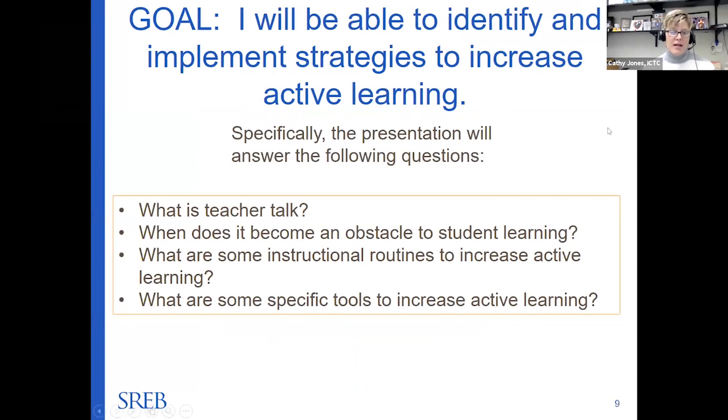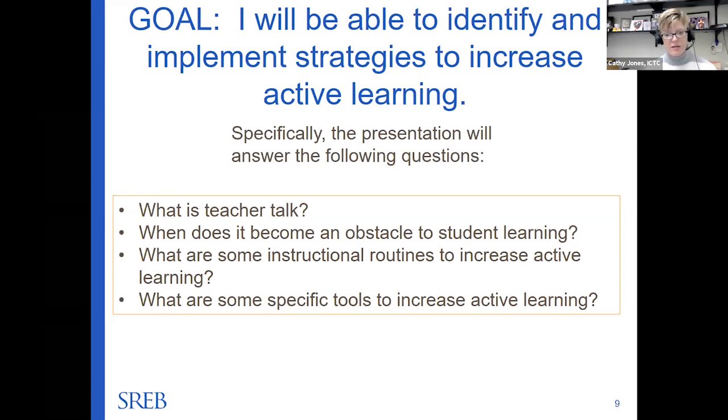The goal of today is that you will be able to identify and implement strategies that increase active learning. Specifically, we're going to talk about what teacher talk is, when it becomes an obstacle for student learning, what some instructional routines are that increase active learning, and what some specific tools are to increase active learning.